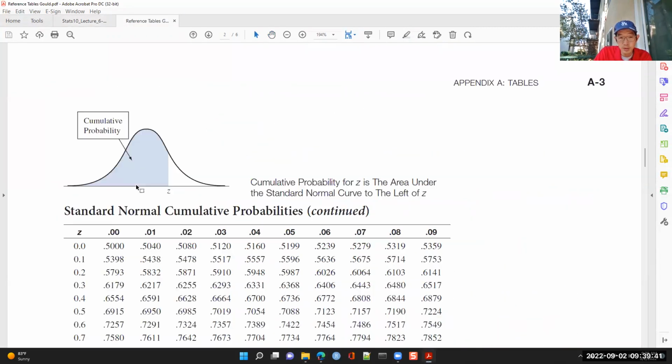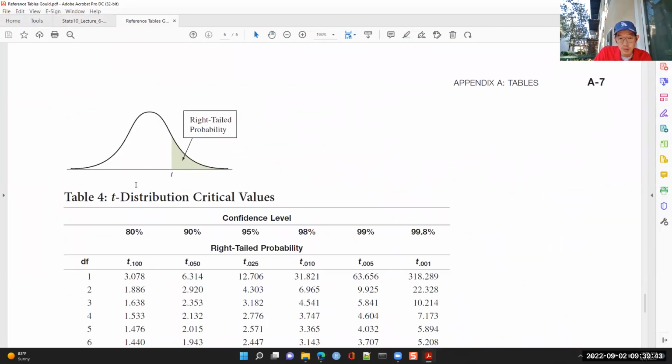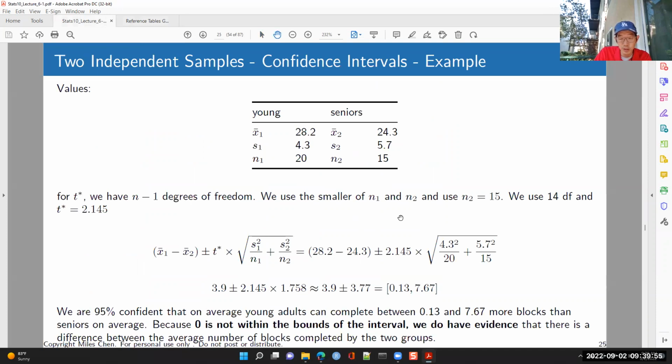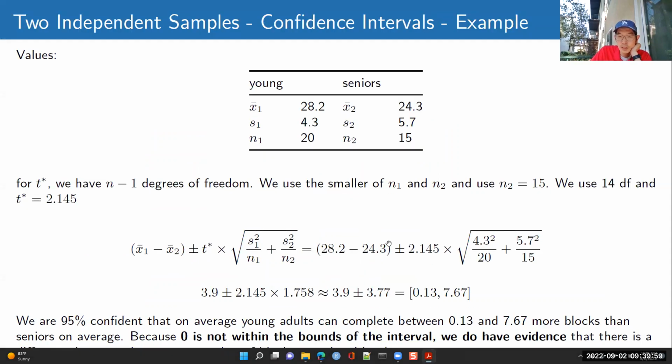Okay, so going to 14 degrees of freedom, 95% confidence, the number I have is 2.145. I'm going to use 2.145. So if I plug all of this in, after multiplying this out, I get 3.9 plus or minus 3.77. So my interval goes from positive 0.13 to positive 7.67.